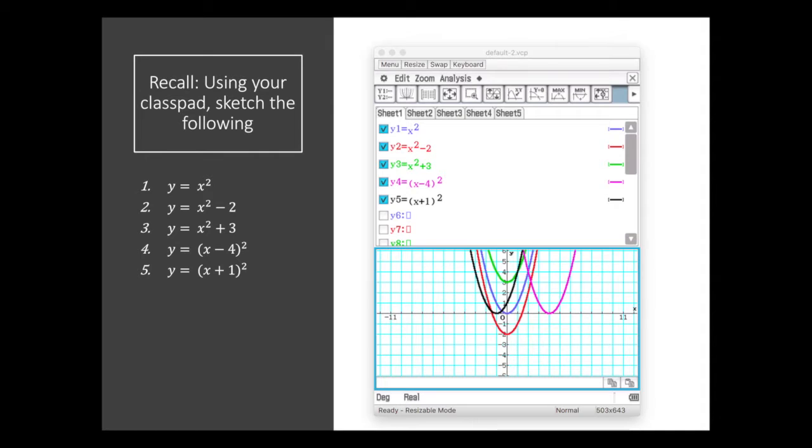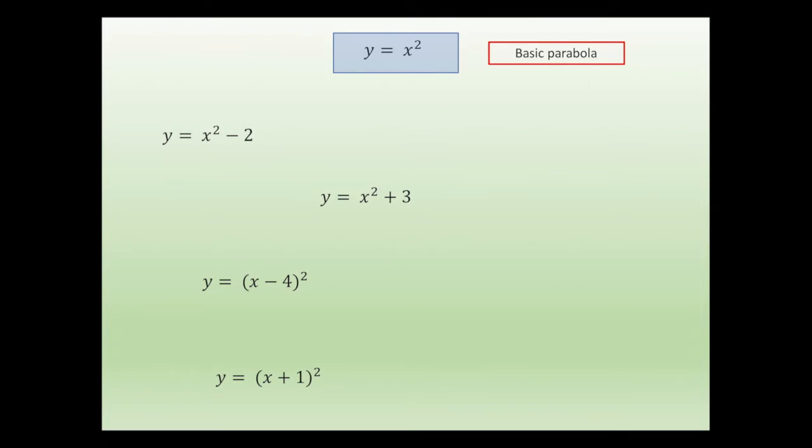Now, this is what I've done. The blue one is the basic parabola y equals x squared. You can see the translation up and down, left and right, when I ask you to plot x squared minus 2, x squared plus 3, (x minus 4) all squared, (x plus 1) all squared. So this is the horizontal translation, this is the vertical translation. Alright, let's have a look.